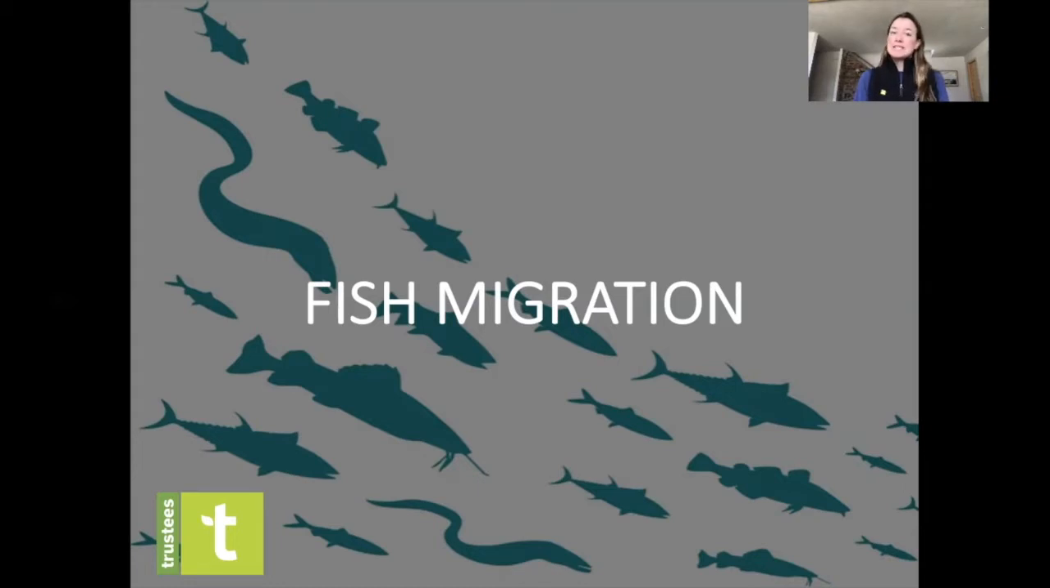For today's lesson, we will be studying fish migration. This lesson is designed for high school students, so grades 9 through 12, but should be enjoyed by all ages and adults as well. For this lesson, each student should have just a piece of paper and a pencil, and that is all that you will need today. Okay, so let's dive right in with fish migration.